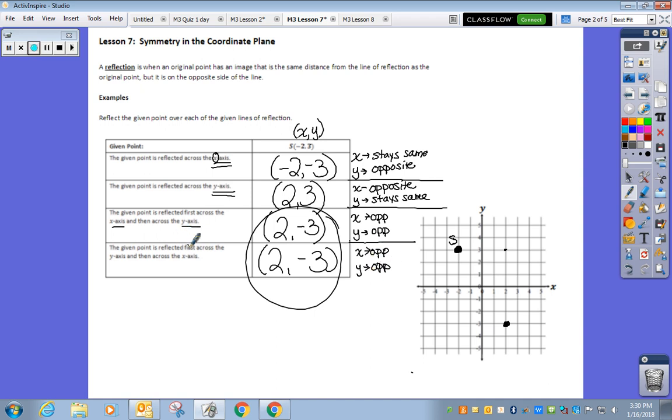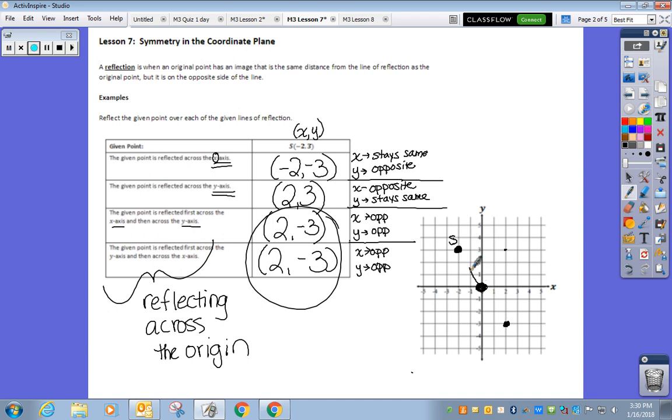Okay, so it doesn't matter if we're taking a point and reflecting first across the x and then across the y, or first across the y and then across the x, we're still going to end up with the same thing. This is actually what we call reflecting across the origin. And if you look, here's my origin. Here's this point, here's this point. My lines aren't really pretty, but they are exactly the same distance from the origin. So if you reflect across one axis and then across the other, it's the same thing as reflecting across the origin. And this is how you're going to see it written. And again, the x-coordinate and the y-coordinate both become opposites.